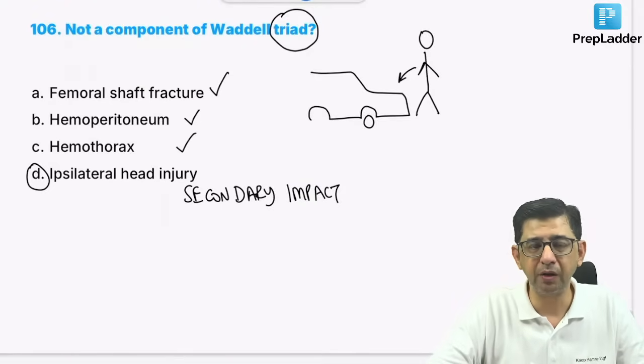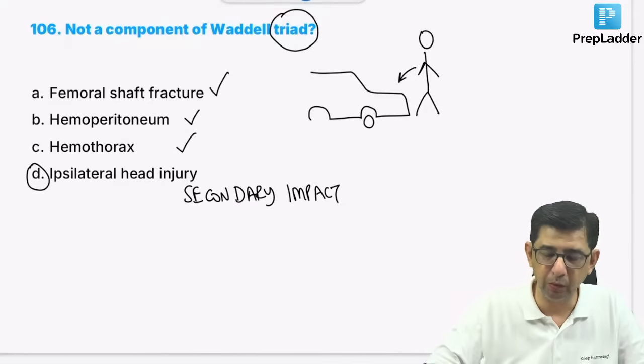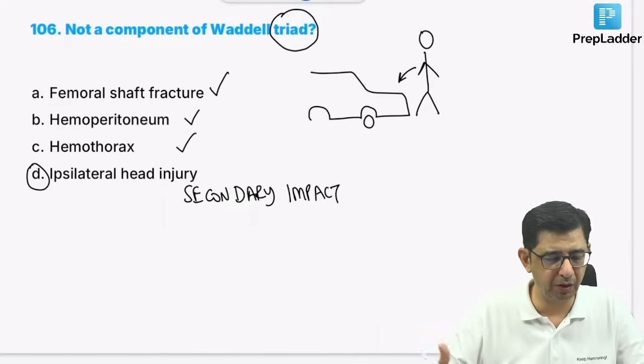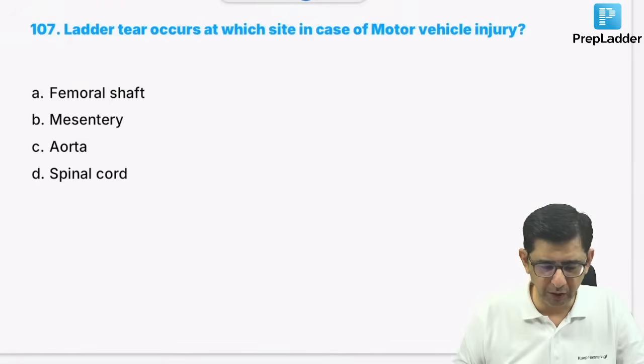But in the primary impact that I'm talking about, we would have a femoral shaft fracture, and then a hemoperitoneum, and then a hemothorax. So great, great going at the moment.